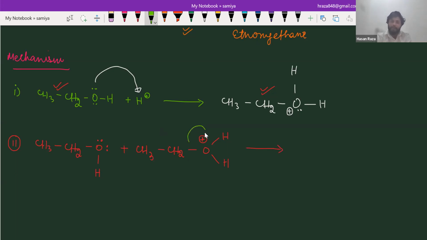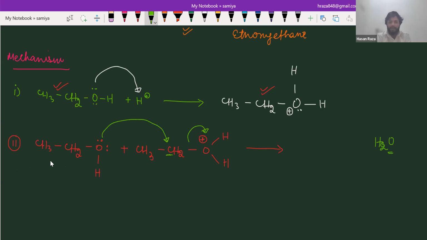It will take electrons from carbon, and H2O will be eliminated or removed. It will become H2O and be removed. Now you can see there will be a deficiency of electrons on carbon, and the oxygen of the other ethanol will attack this carbon.